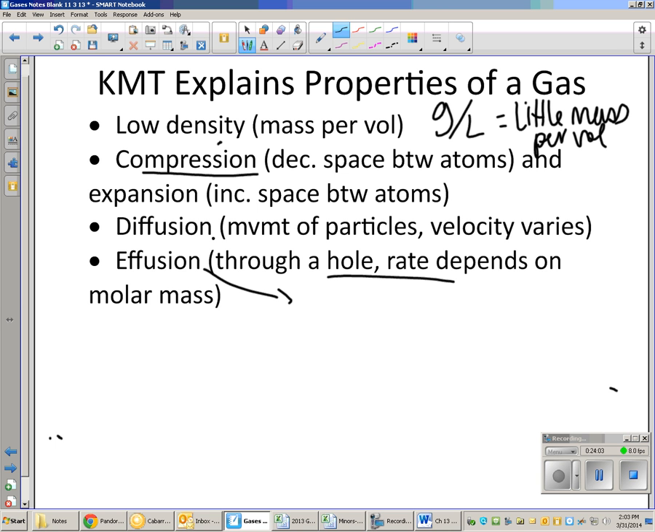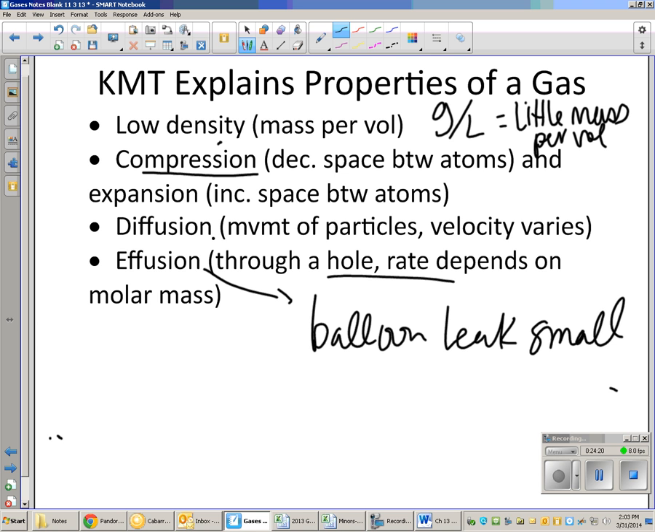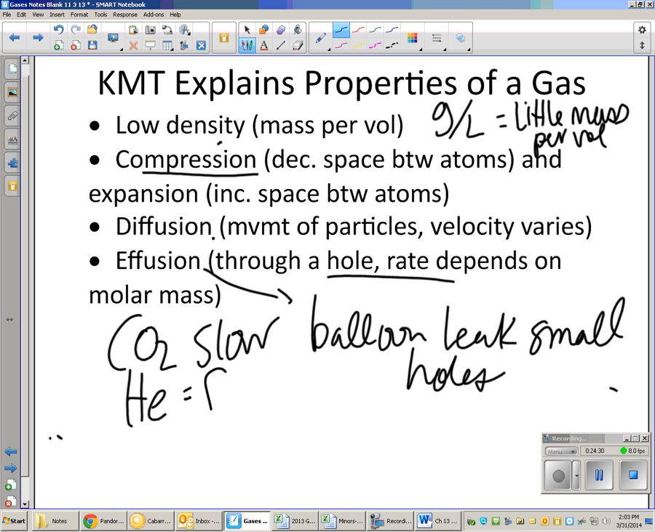Diffusion is through a small hole. So like a balloon. They don't last forever, right? They don't last forever, unfortunately. Why? What's happening? It's leaking through what? A small hole. So a balloon can leak through a small hole, and gases can move through it. So we're going to talk about how those big carbon dioxide molecules, they move really slow, but helium moves really fast. So which balloon did I prefer?